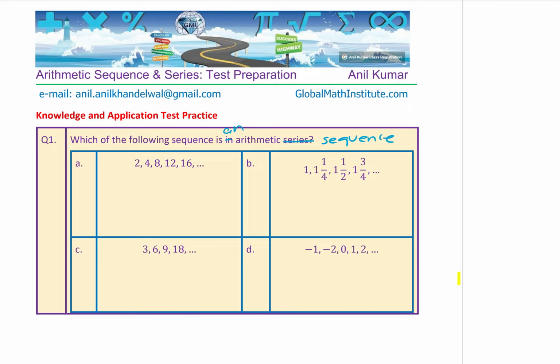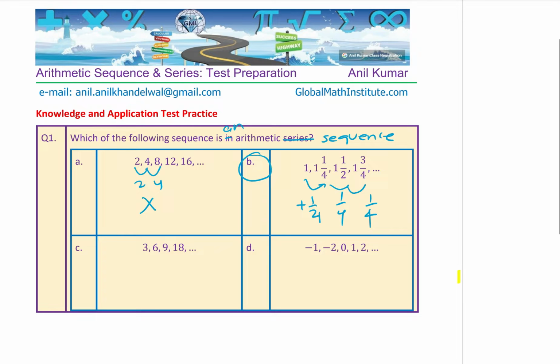Okay, so you can work it out. We are looking for the common difference. So if you see this, we are going up by 2 and then this is 4. So this is not arithmetic. In this particular case, we are adding 1/4, right? So here again we added 1/4, correct? So again we added 1/4. So this one is the right answer, correct? So that is how you can figure out whether it is an arithmetic sequence or not. So that was a simple question.